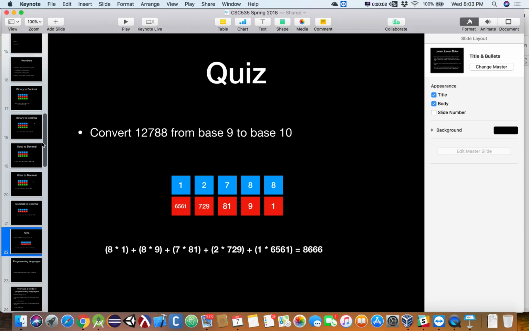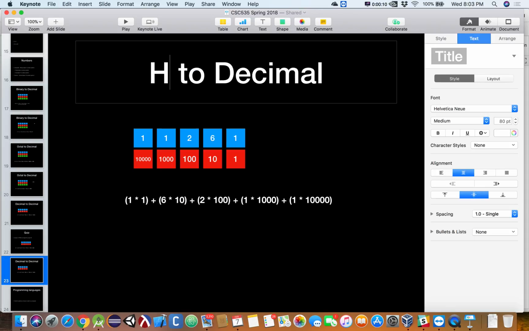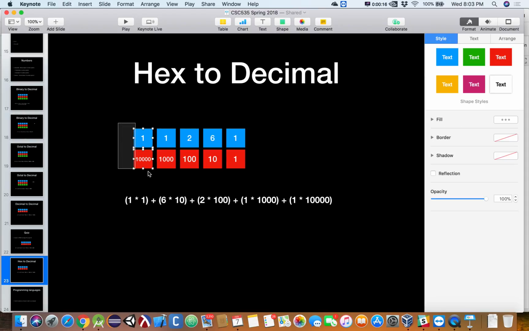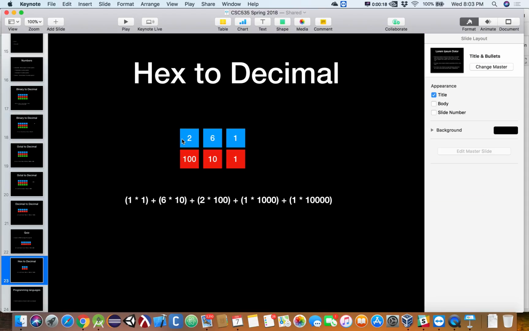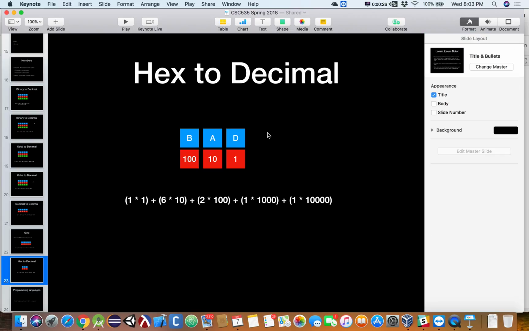So let's now take this a step further and consider if we're going from hexadecimal to decimal. I kick this down the line. My favorite hexadecimal number is BAD. So hexadecimal values use an alphabet of 0 through 9 and then A through F.